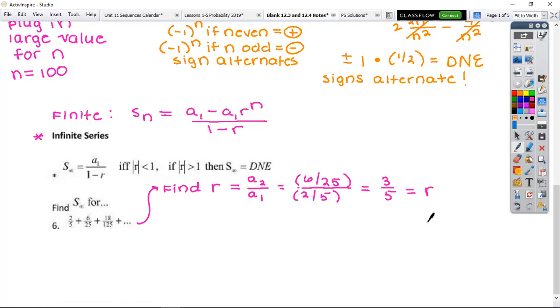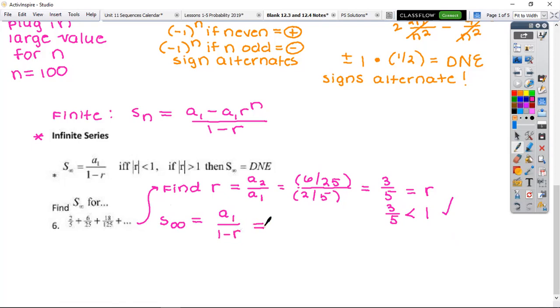Okay, so now you're going to ask yourself, is this possible? Is my r value less than 1? 3/5, yes. So I'm going to say 3/5 is less than 1. Therefore, yes, you can do your sum. Otherwise, you would just stop and say it doesn't exist. So now I'm going to use the sum formula. You'll see it's really similar to this one. So the sum formula for the infinite series is equal to a sub 1 divided by 1 minus r.